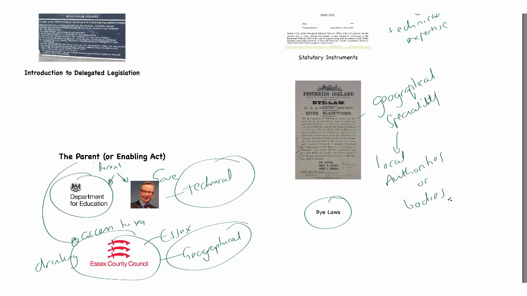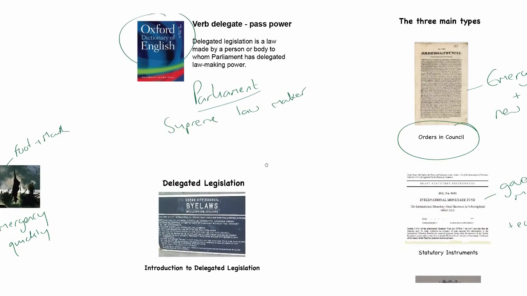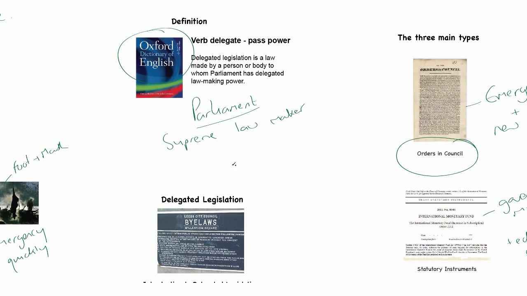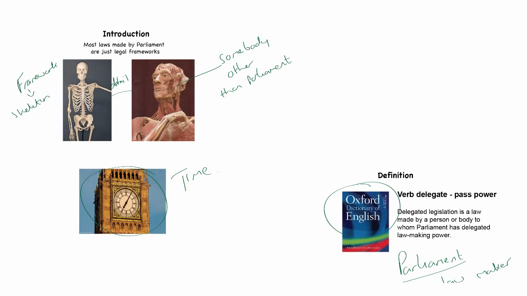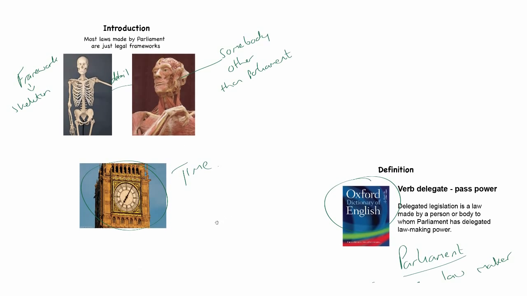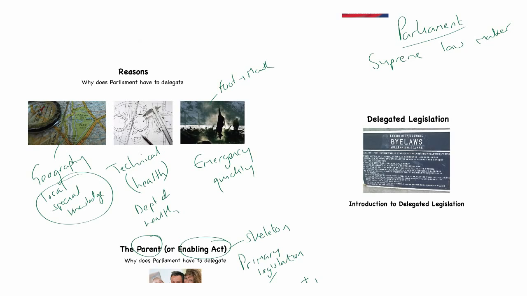Okay, so that's all I really want to talk about. So a very, very quick recap. We'll run through it all again. Delegated legislation means to pass lawmaking power to somebody else. And that's because Parliament frequently creates a rough framework, and it asks somebody else to put the detail on that framework. The reason it does that is because it just doesn't have enough time to do everything itself. And it might do it for three key reasons. One is to do with geography, one is to do with technical speciality, and one is to do with emergencies.